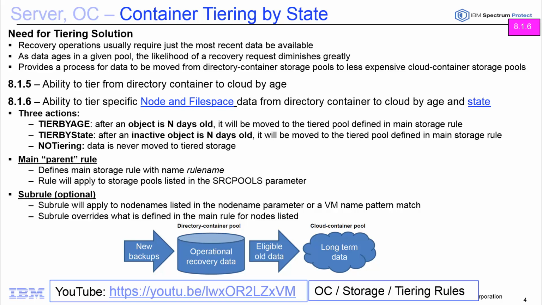Or whether you don't want to tier that type of data at all. So we're going to take a look at how you can set up these parent rules, which govern the entire directory container pool, and then subrules underneath that, which apply to a list of node names or virtual machine pattern match names, and give them specific rules that override what the parent rule set up. I do have a YouTube video out there, so check that out and you'll see me actually demoing this functionality.